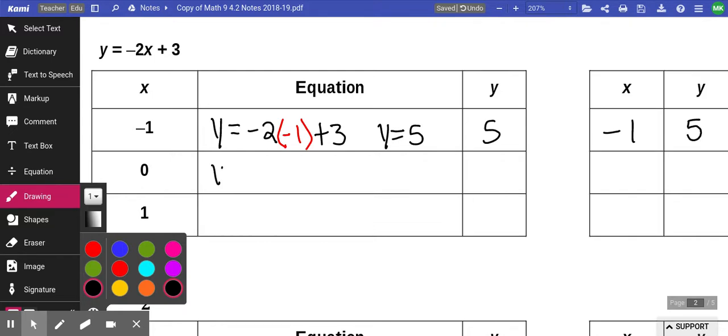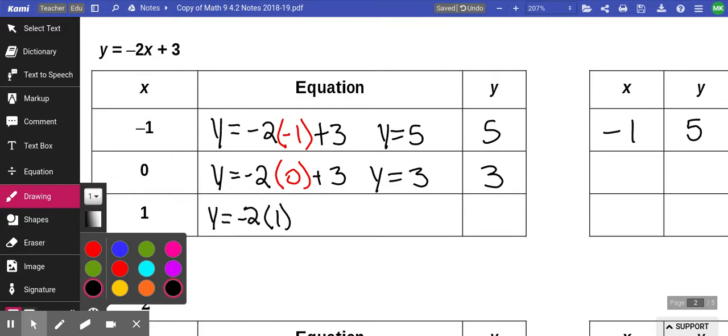The next one, if I substituted it in, would be -2 times 0 plus 3. Negative 2 times 0 is 0. Plus 3 is 3. So I now have a second point on my graph, 0, comma 3. If I put an input value of 1 in, negative 2 times 1 is negative 2, plus 3 becomes positive 1. This gives me points of 0, 3, and 1, 1.